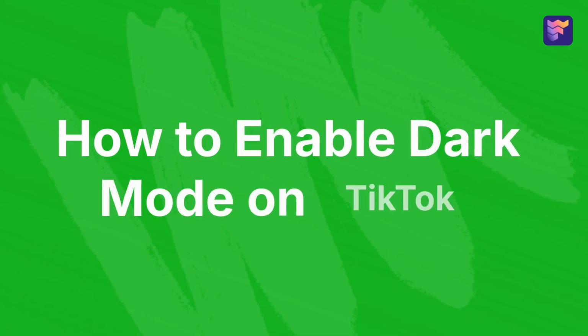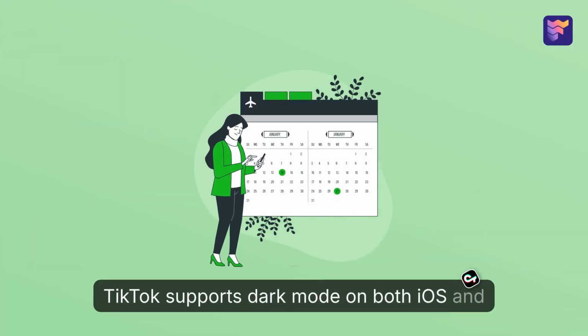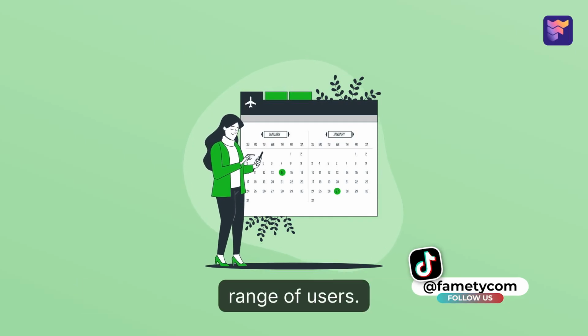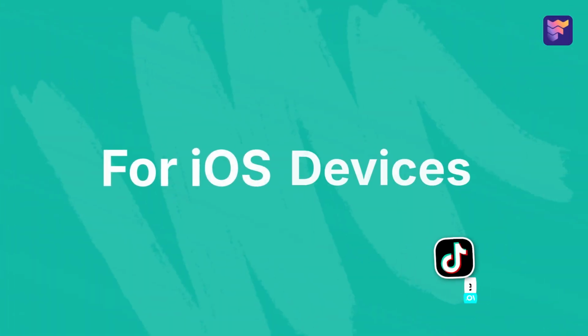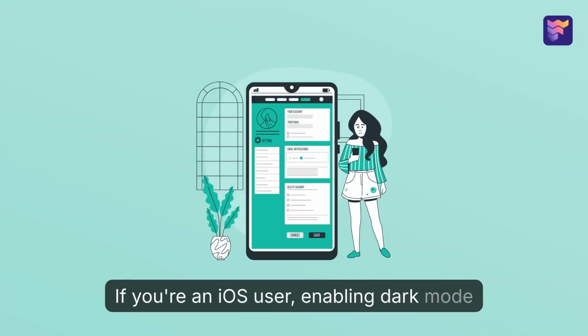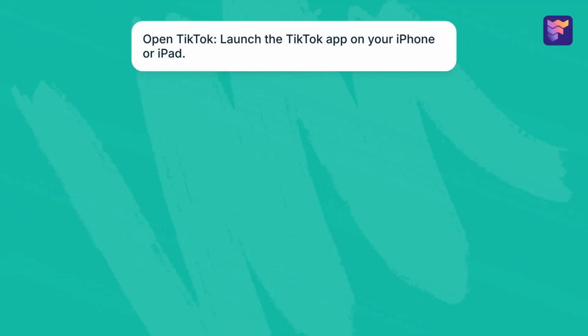How to enable dark mode on TikTok. TikTok supports dark mode on both iOS and Android devices, making it accessible for a wide range of users. For iOS devices. If you're an iOS user, enabling dark mode on TikTok is a straightforward process. Open TikTok. Launch the TikTok app on your iPhone or iPad.